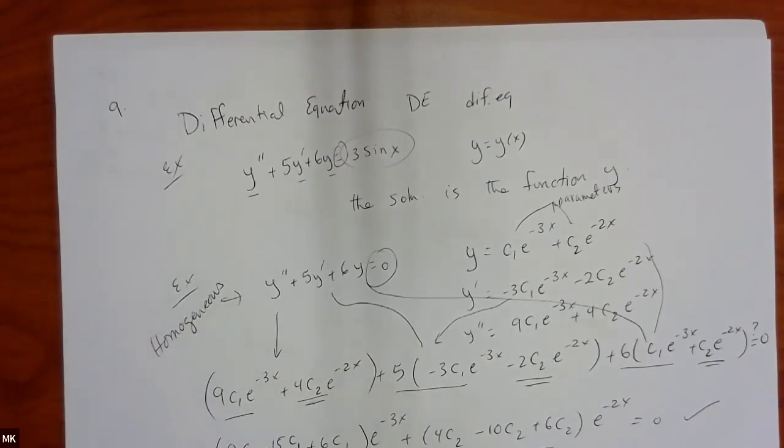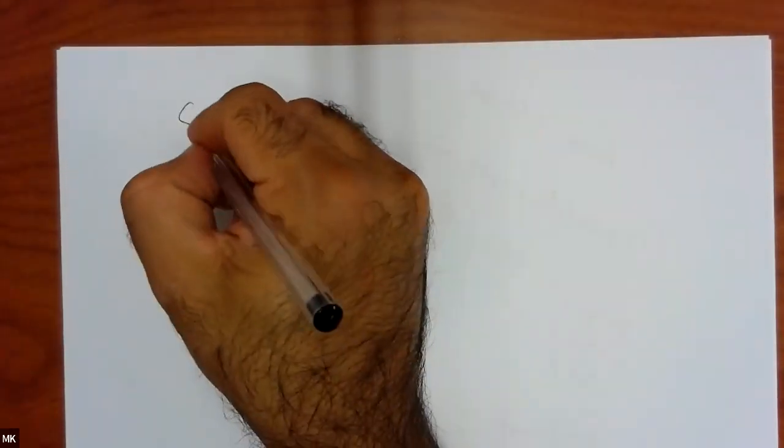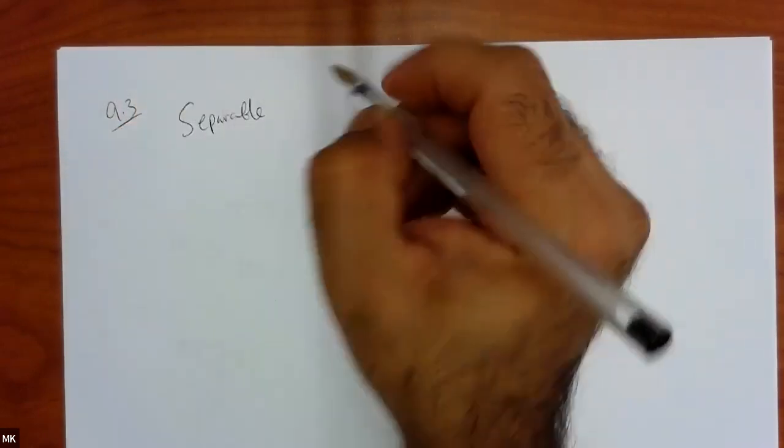There are different methods. In fact, your 2A is called a first course in differential equations, which is a real techniques class on how to solve different types of differential equations, with a little modeling as well. But the type of differential equation that we're going to solve in this class is what we refer to as separable. So this is the topic in 9.3.